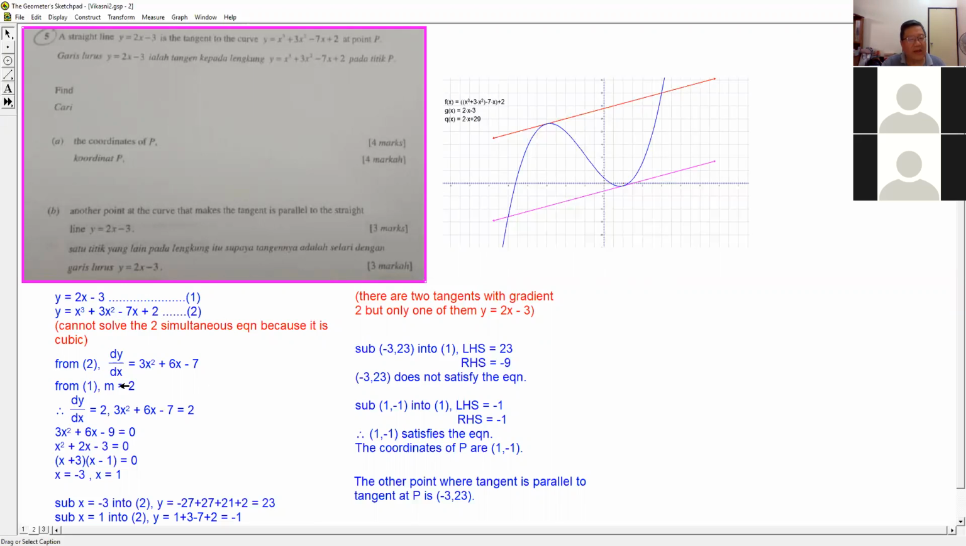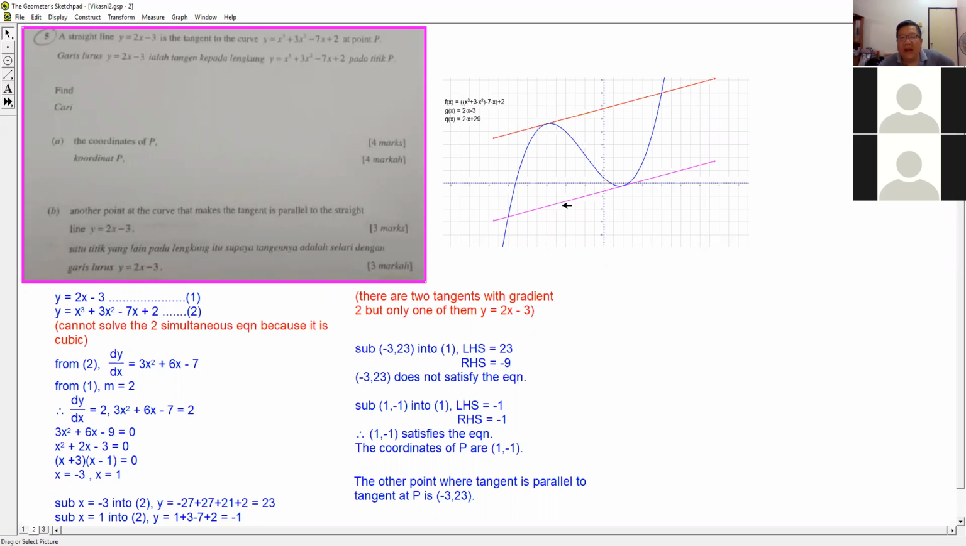When I find the dy dx, dy dx is no longer a cubic equation. Dy dx is a quadratic equation. So when I equate the dy dx with the gradient equal to 2, I get a quadratic equation. Solving this quadratic equation, I will get 2 points. Very good, because it's a quadratic equation, I can solve it and find the answer, 2 points. But because it is a cubic curve, there are two possible lines.